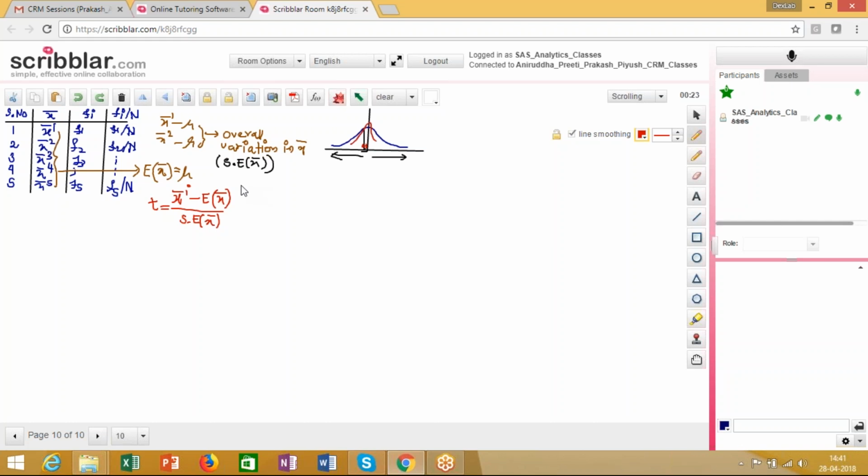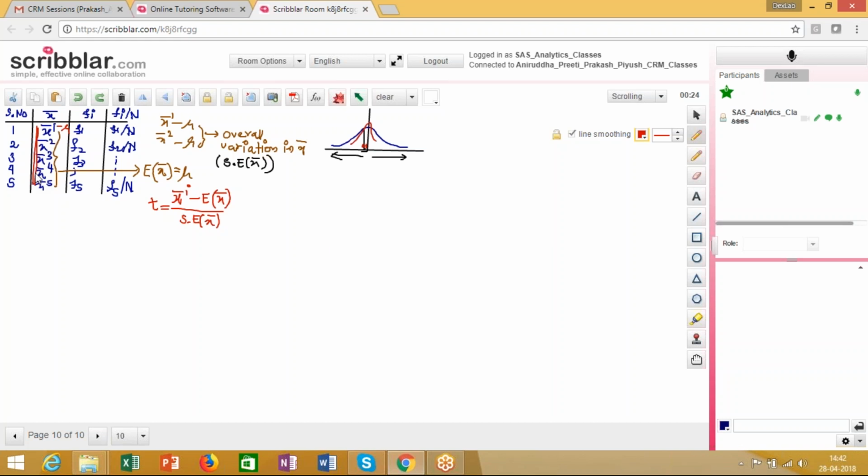So T is equal to x bar i minus the expected value of x bar, in relation to the standard error of x bar. So whatever the difference between a mean and mu is, that is to be assessed with respect to the overall behavior of x bar, the overall variation in the x bar series, right? This particular statistic is called the T statistic.